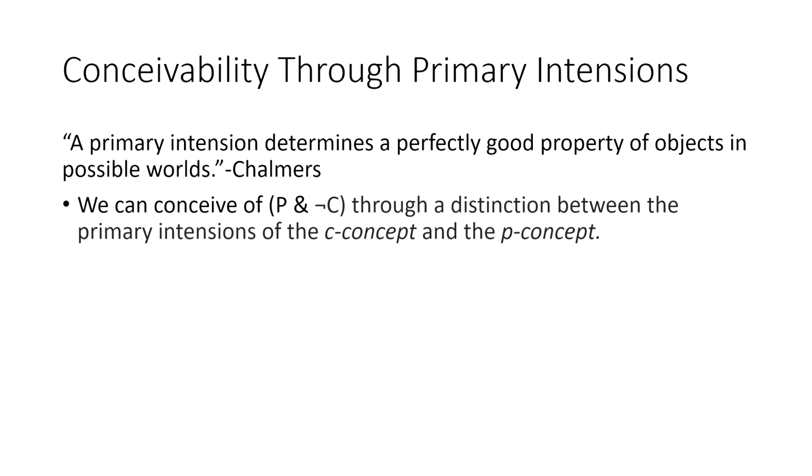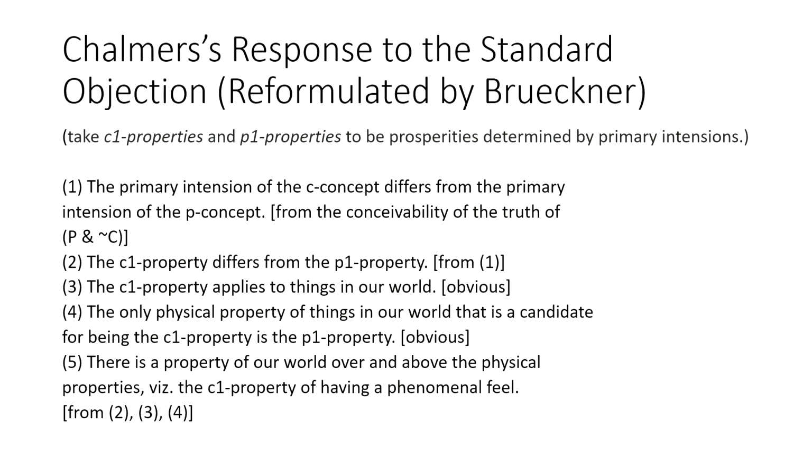Chalmers says a primary intention determines a perfectly good property of its objects in possible worlds. What he's saying here is that just looking at the primary intention is going to be sufficient for conceiving of this physical duplicate of our world without consciousness. So he says we can conceive of this duplicate with consciousness absent through a distinction between these primary intentions, between the primary intention of the C concept and the P concept. And so Brueckner breaks down Chalmers' argument more formally, and he just puts it point by point.